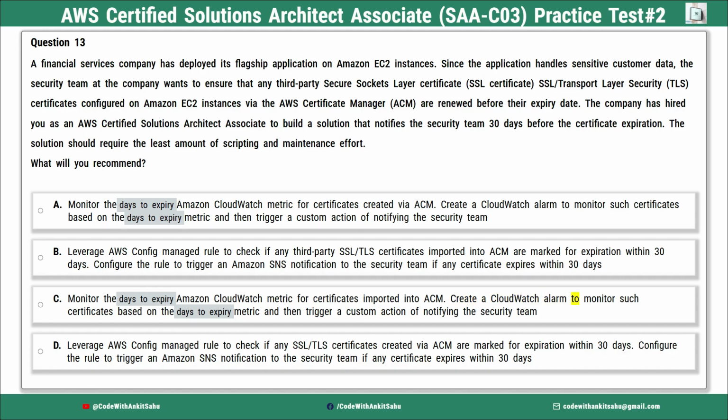Create a CloudWatch alarm to monitor such certificates based on the days to expiry metric and then trigger a custom action of notifying the security team. Option D. Leverage AWS Config managed rule to check if any SSL/TLS certificates created via ACM are marked for expiration within 30 days. Configure the rule to trigger an Amazon SNS notification to the security team if any certificate expires within 30 days.